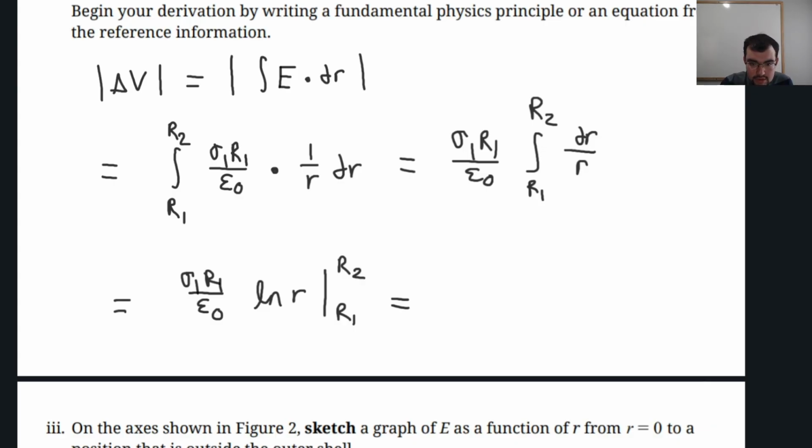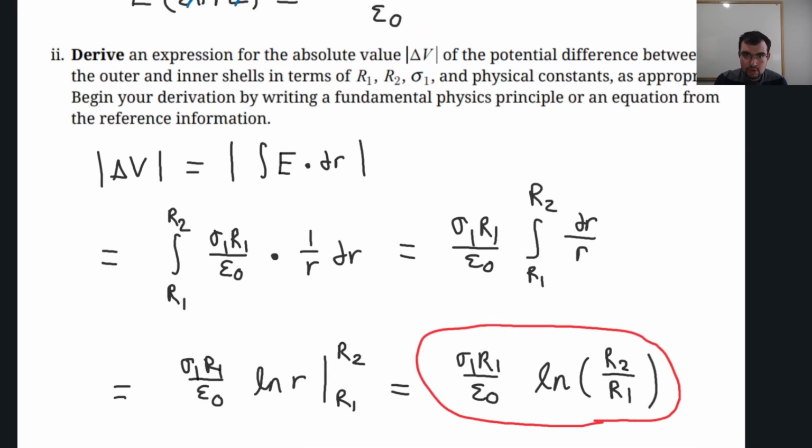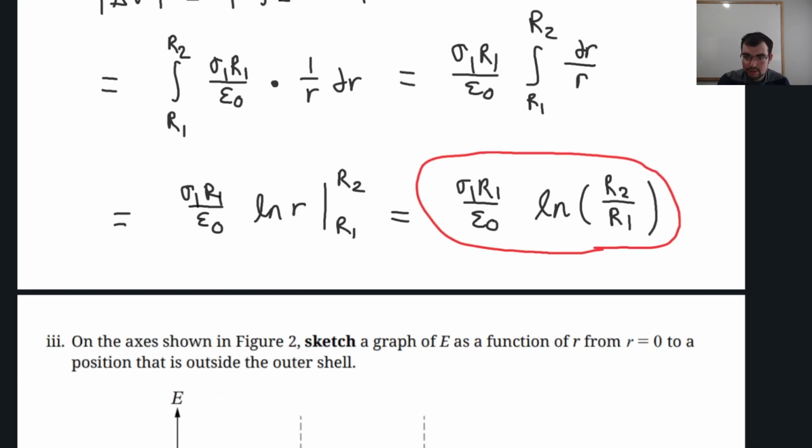And you could write this as subtracted logs. So you could write this as sigma 1 R1 over epsilon naught times ln R2 minus ln R1. Or we could compactly write this using the subtraction rule for logarithms as ln of the quantity R2 over R1. Of course, whatever form you wrote it in, if it's equivalent to this, it does not matter. So I repeat, if you wrote ln R2 minus ln R1 and left it like that, you will not lose any points. We just want a consistent expression. I think this one looks neater, so I put that there.